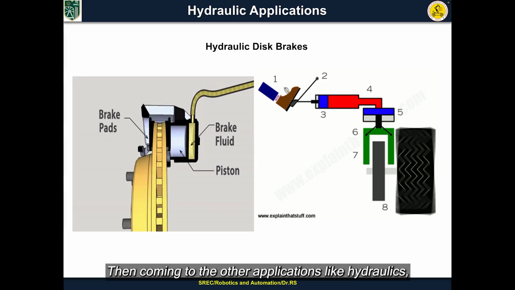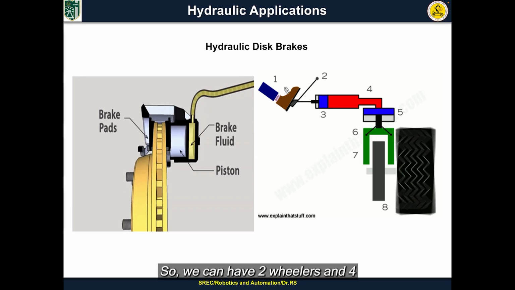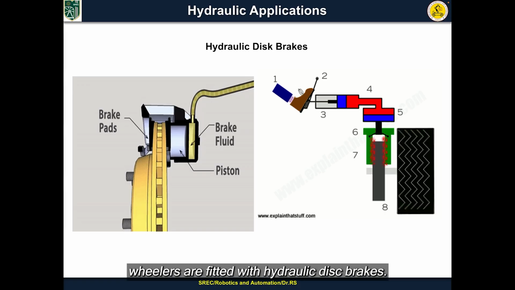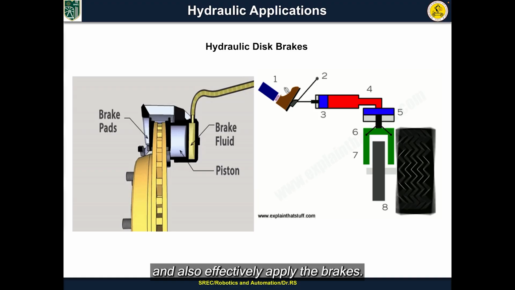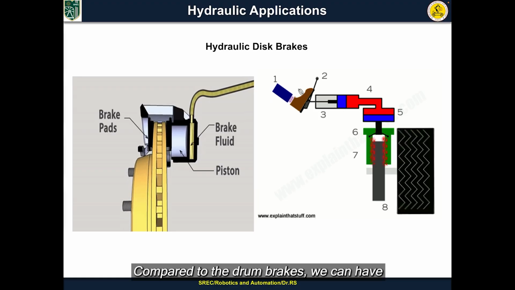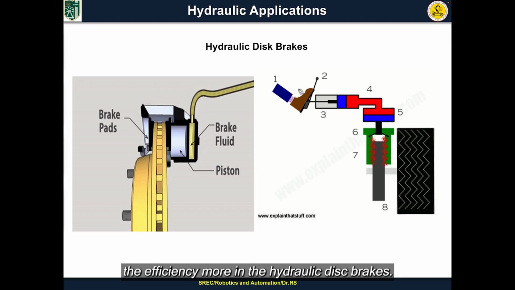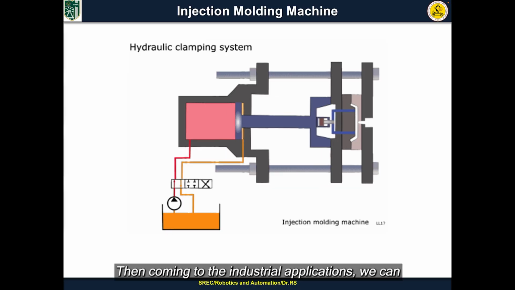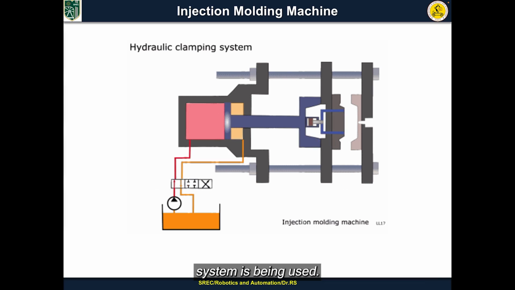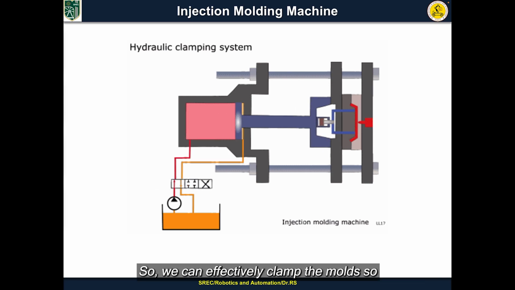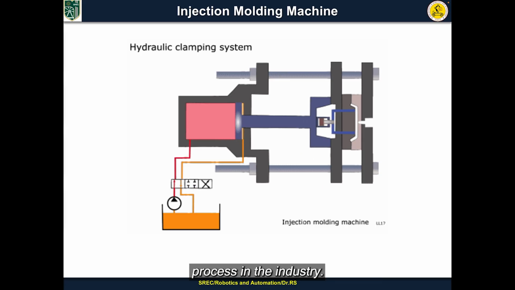Then coming to other applications, we can find hydraulics in disc brakes. Two-wheelers and four-wheelers are fitted with hydraulic disc brakes, where we can easily control the vehicle and effectively apply the brakes. Compared to drum brakes, hydraulic disc brakes have more efficiency. Then coming to industrial applications, we have the injection molding machine, where a hydraulic clamping system is used. So we can effectively clamp the molds and carry out the injection molding process in the industry.